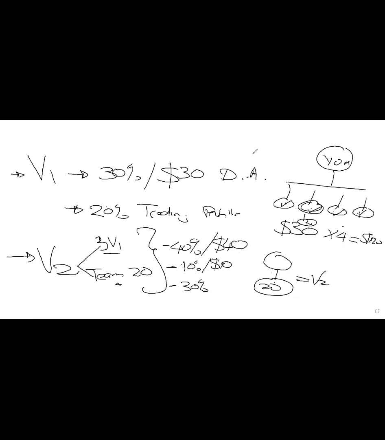Right, now the next rank after this is V3. What do I need to qualify to be a V3? It means you have sponsored at least 5 directs. And then in your team structure, you have produced at least 3 V2s, and you have a team of 100.